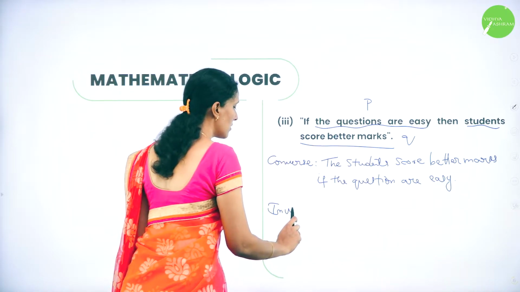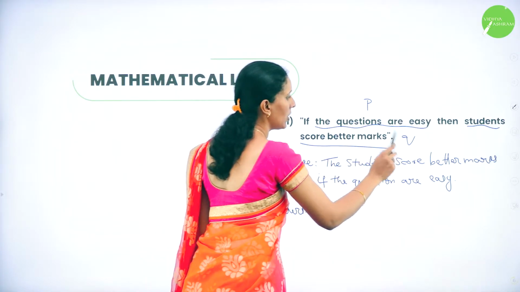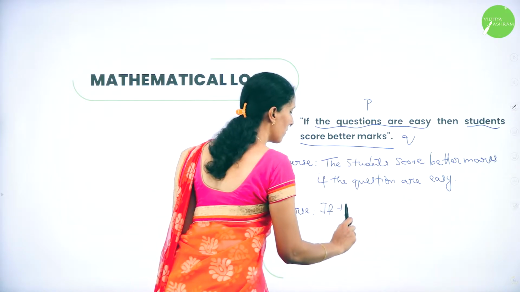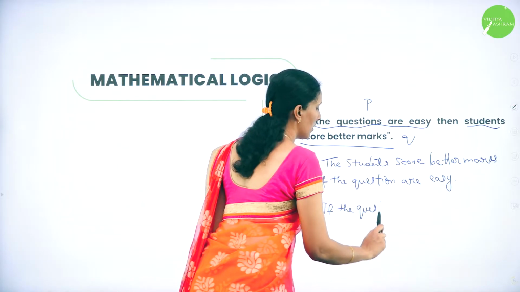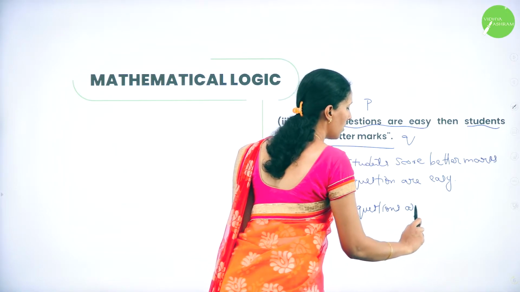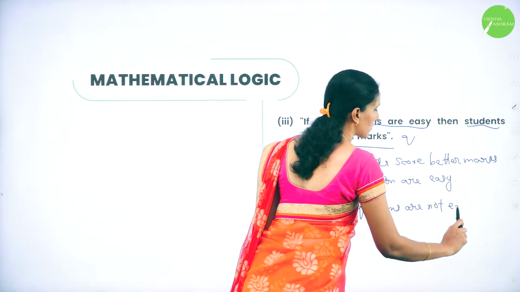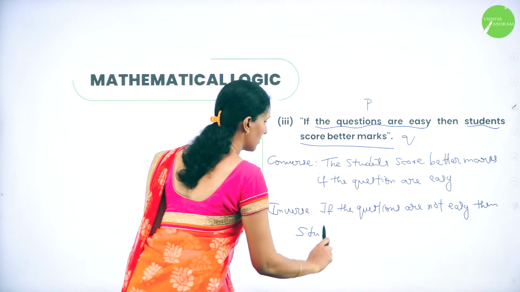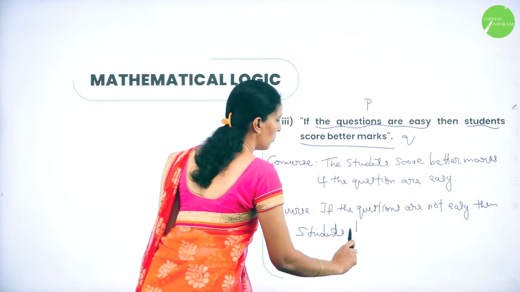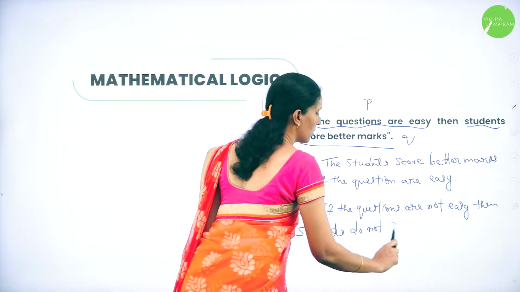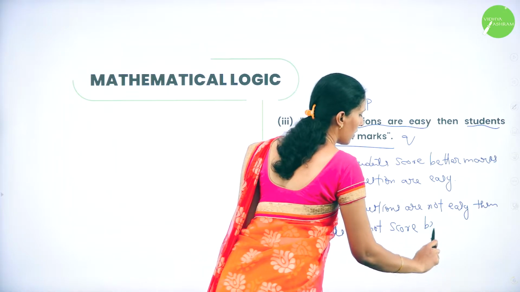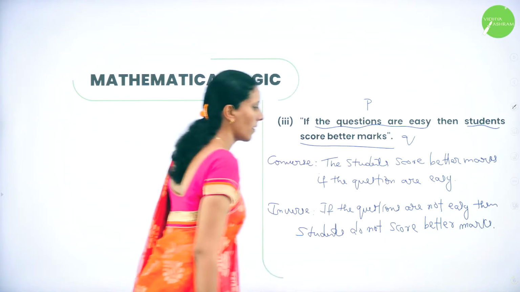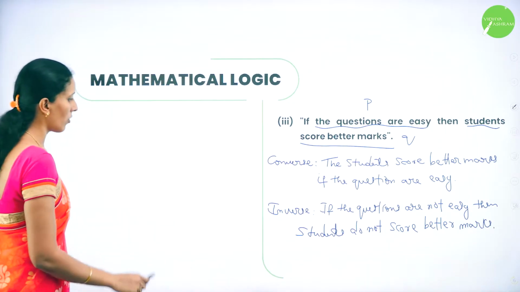Inverse is not P implies not Q. So you should apply not to the statements. If the questions are not easy, then students do not score better marks. So this is the inverse statement. Now the contrapositive is vice versa of the inverse.